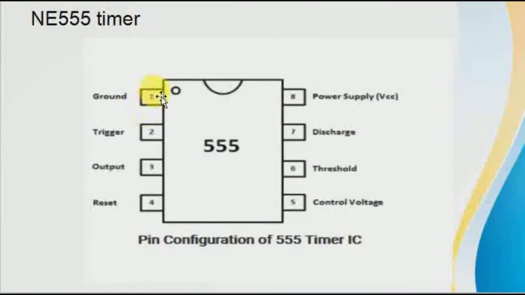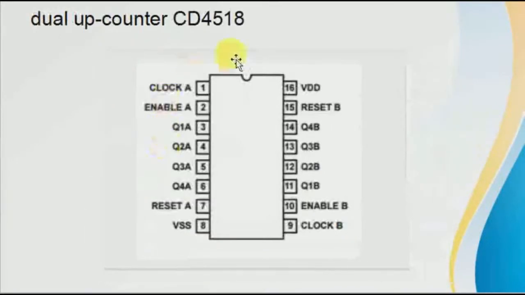The first pin of it is ground. Then the eighth is VCC. Then there are discharge, threshold, control voltage, reset, trigger pin and output pin. Then the CD4518 has clock for A part, enable for A, and similarly for B.